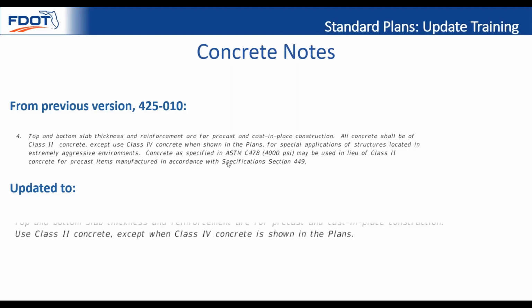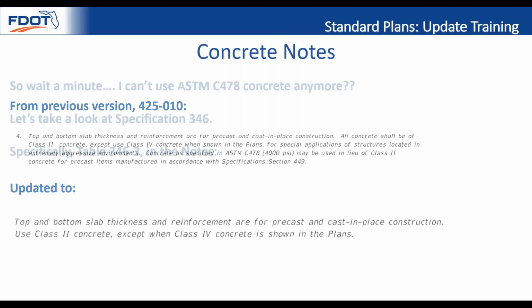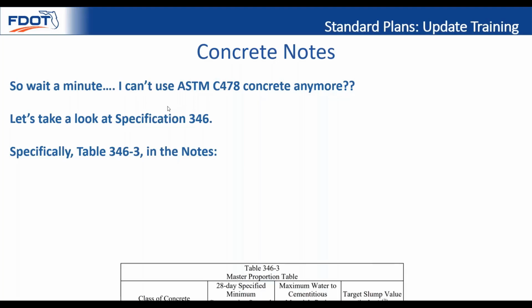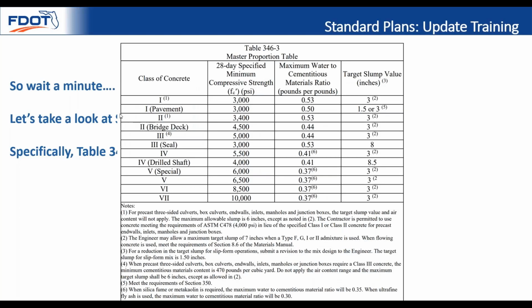So what we did is now we tell the contractor to use class 2 concrete, except when class 4 concrete is shown in the plans. Now that's a lot less wording. But wait, I've got to use class 2 even if I precast? Is that what's going on here? So let's go ahead and look at spec 346, and then table 346-3 looks like this.